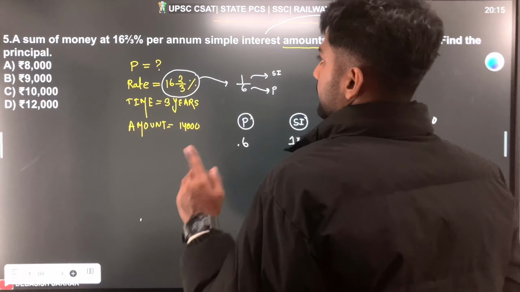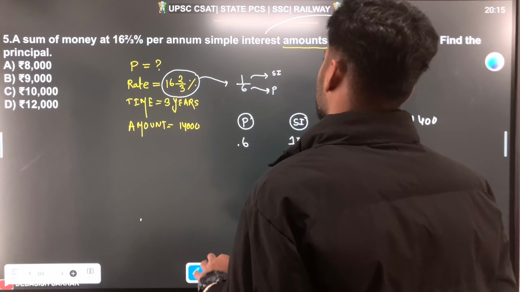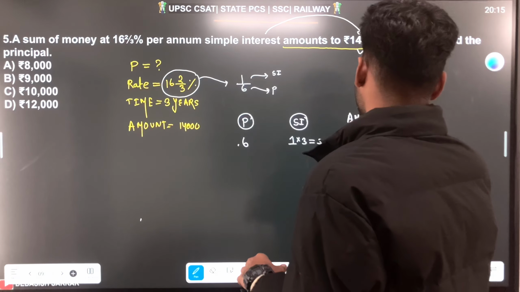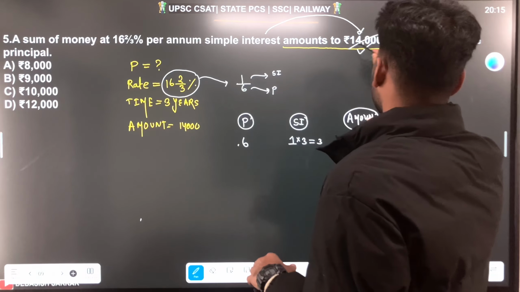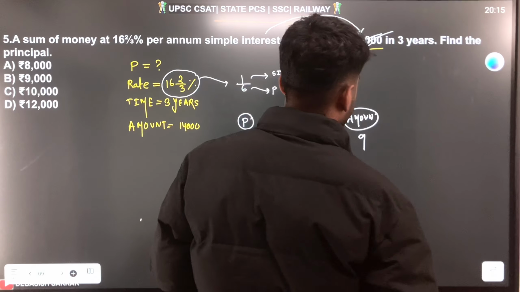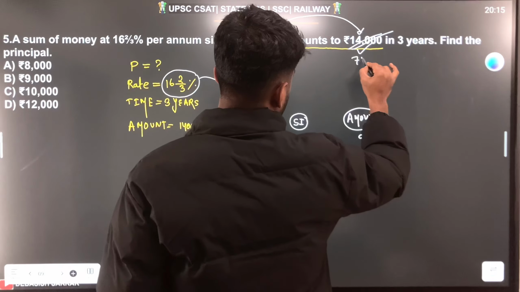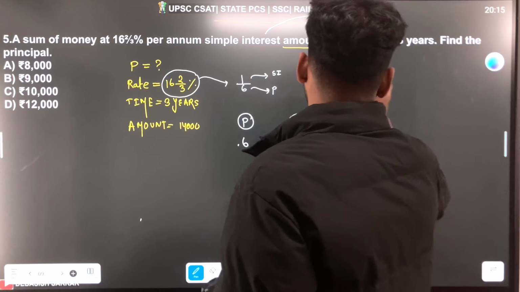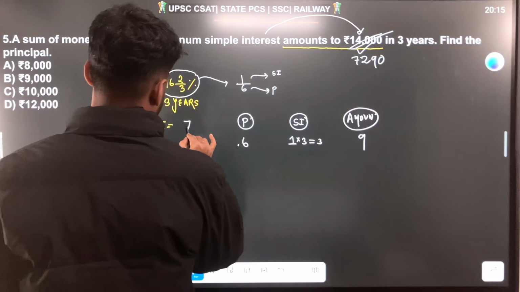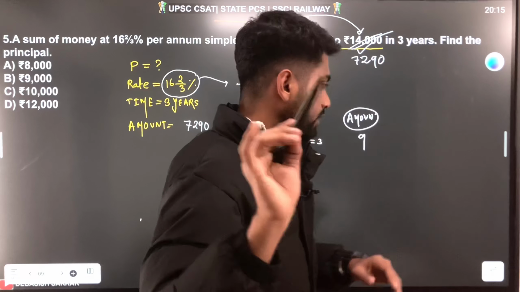The sum of money at 16% per annum simple interest amounts to... अच्छा, यहाँ पे ना कुछ ऐसा ही ले लो, amount. इसको काटो, 14,000 नहीं होगा amount. The amount should be something that can be divisible by 9. So take here something, ले लो 7290. चलो, so take 7290. So the amount is 7290.